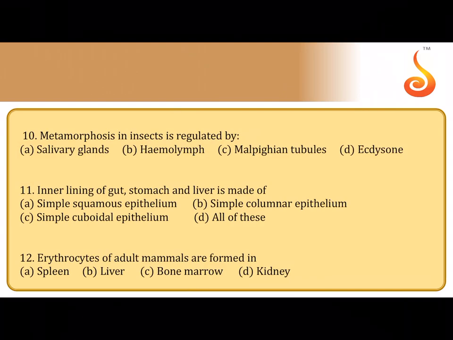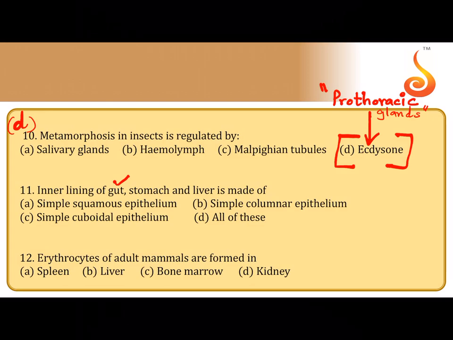Metamorphosis in insects is regulated by, like we saw, molting is regulated by ecdysone or the molting hormone. And this is the job of ecdysone, is to regulate the process of metamorphosis. Now, ecdysone is produced by a special gland which is called the prothoracic gland, which is located in the prothoracic region of insects. And this is what triggers the signal or provides the signal for the insect to undergo molting.